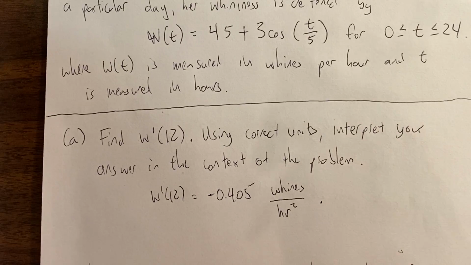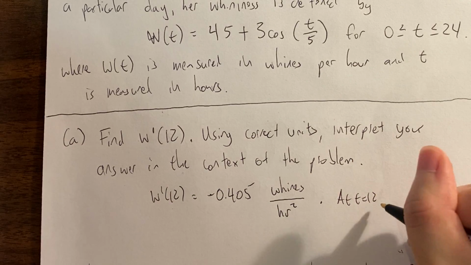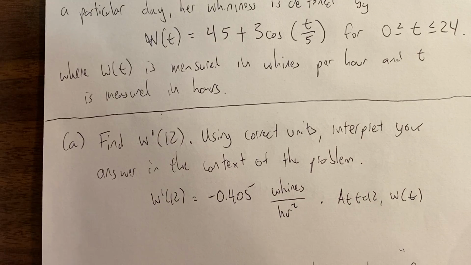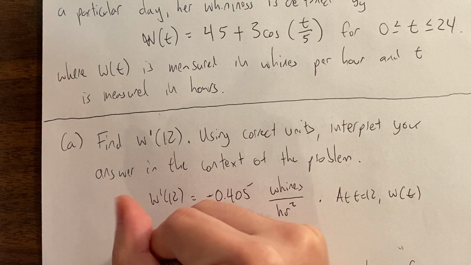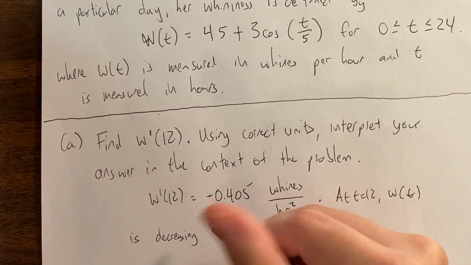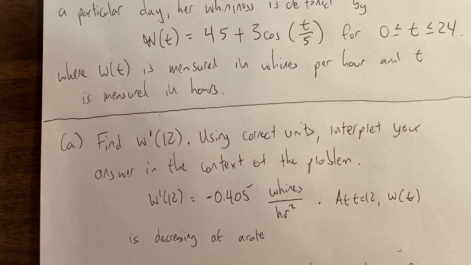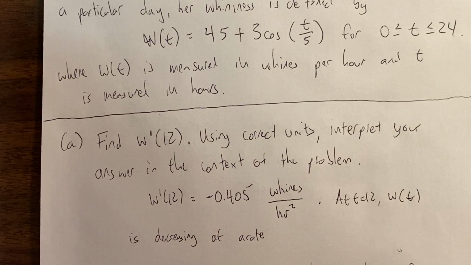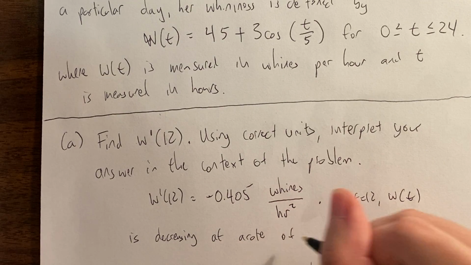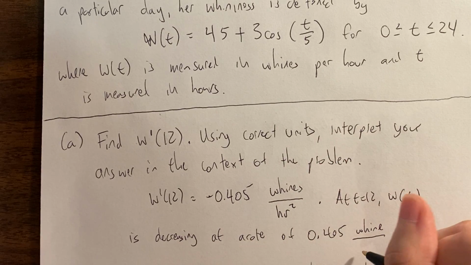So what I'm going to say is, they like you to mention the time. So at time t equals 12, W of t, or fine wine's wininess, is decreasing because it's negative, at a rate of, and then we're not going to write negative 0.5. We're going to write a rate of 0.405, because we did indicate that it is negative with the word decreasing. At a rate of 0.405, and again, the units will be wines per hour squared.